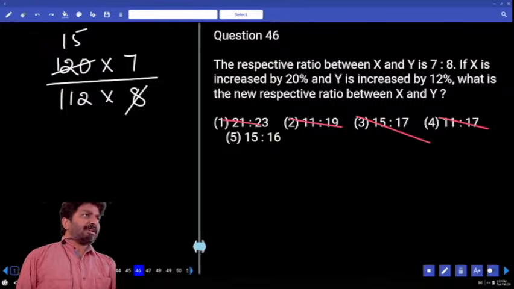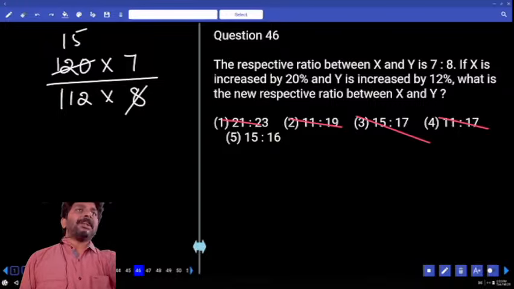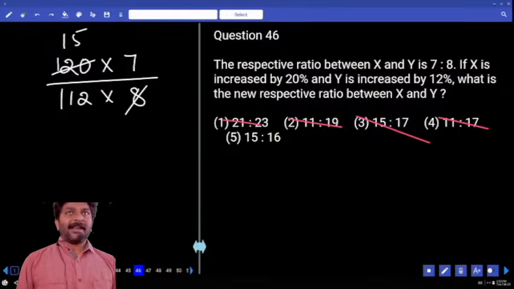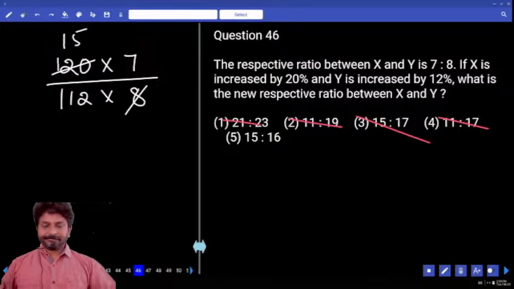I used only simple logic, 5 multiple and 2 multiple. By using the last digits itself, we can identify the answer. Yes.